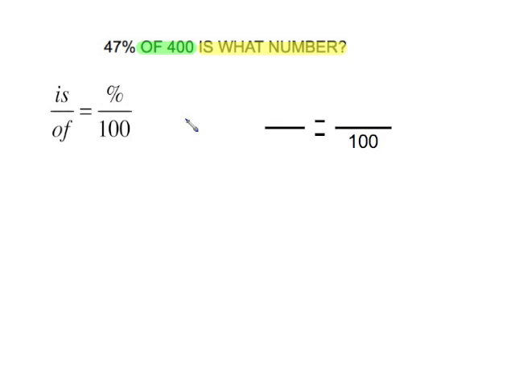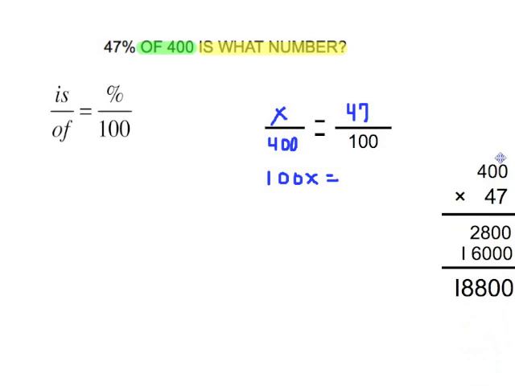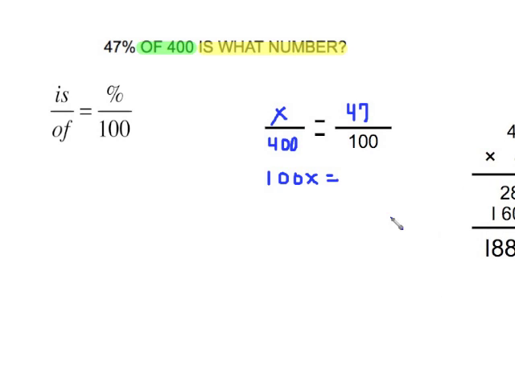This is going to be the same kind of setup, it's just the sentence structure has been varied. 47% means 47 over 100. Of 400, it's going to go on the bottom. Even though it came earlier in the sentence, it says of 400 going there. Is what number? That's our x. Cross multiply here gives us 100x. Multiply these two, which is that multiplication right there, and that gives us 18,800.